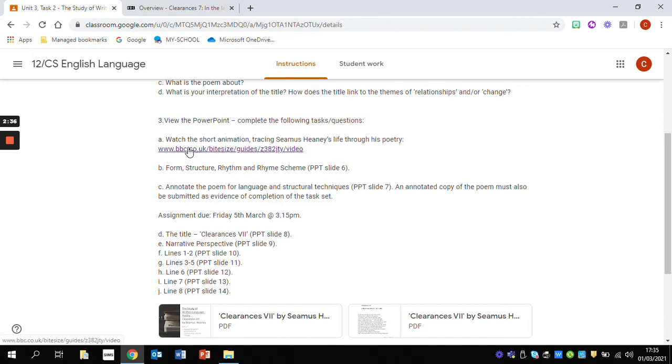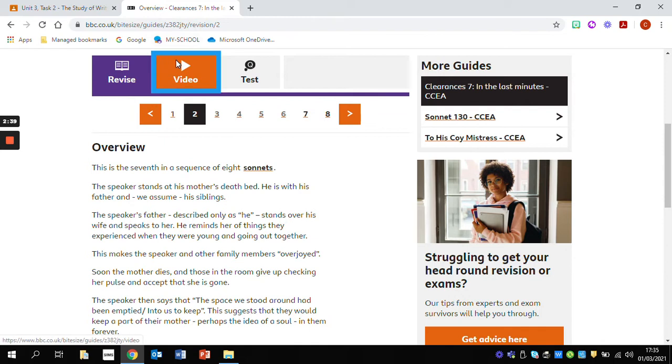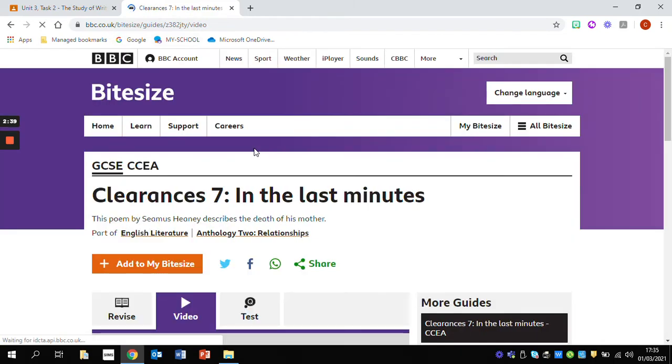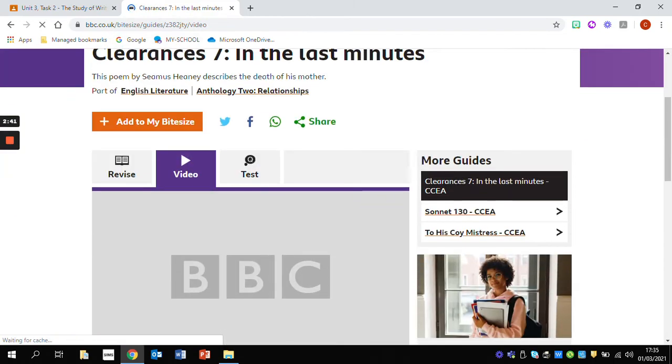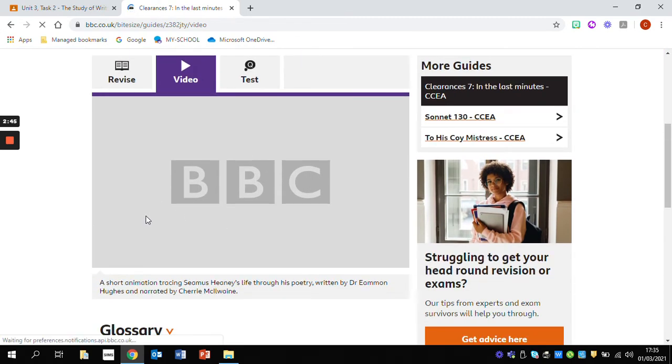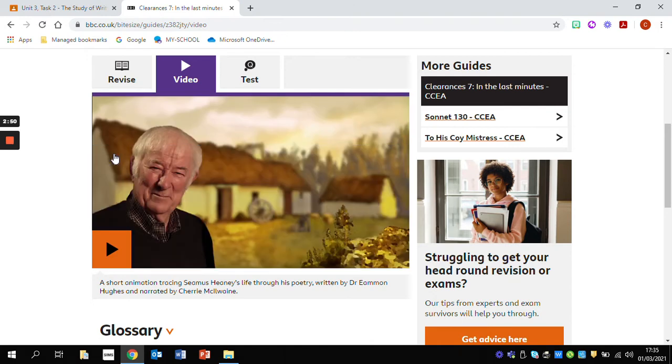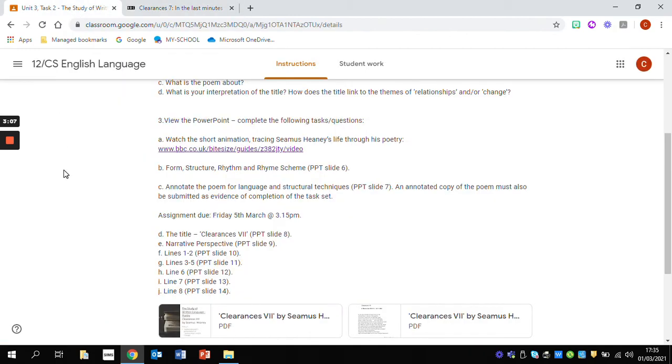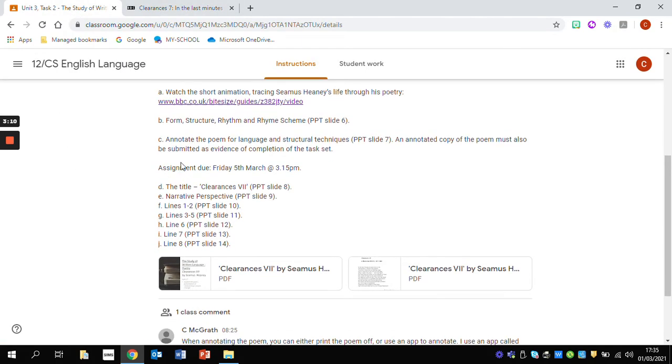There is an animation here. You watch this, and that link will take you to this page on BBC Bitesize, where you'll be able to watch this video based on Heaney's life. So you'll get some biographical information from this video as well. This revision page takes you through the poem, and looks at the language and the context, so it gives you a little bit of extra information. If you're really struggling to understand it, please have a look at this revision page. Then we're going to start to work our way through the PowerPoint.